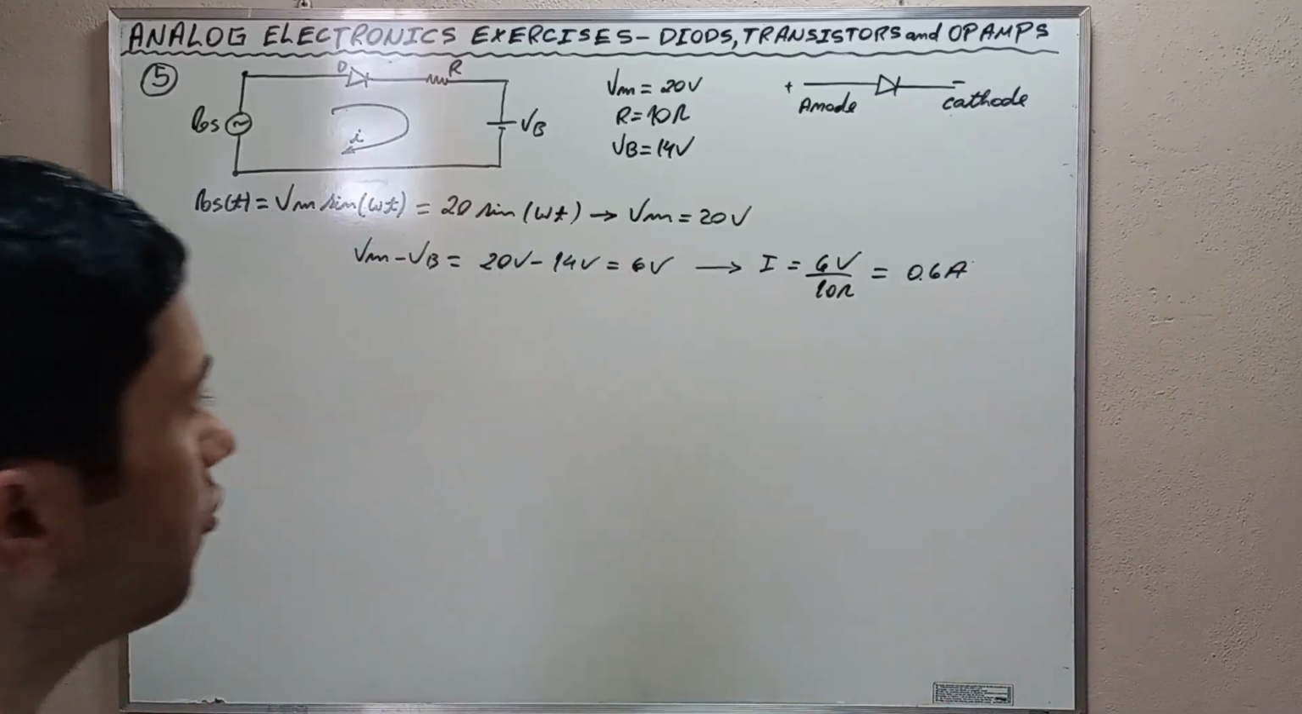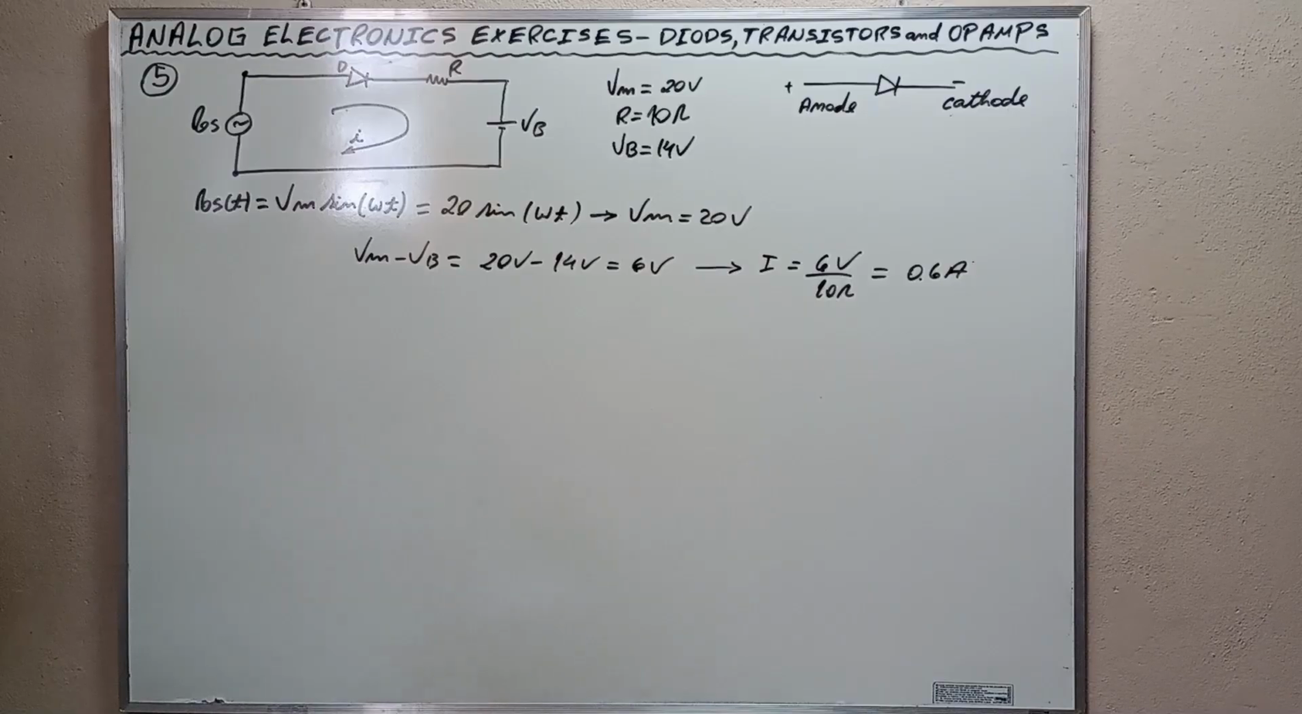Okay, my friends, this is all for letter A. Let's move on to letter B. What does letter B want? Letter B wants us to find the percentage of each cycle for which the diode is in the on state. Okay, this is what we are going to do.